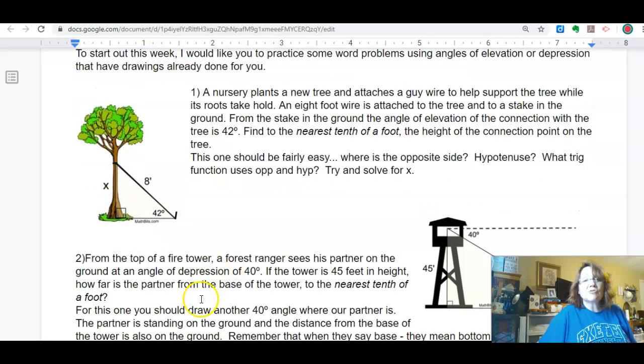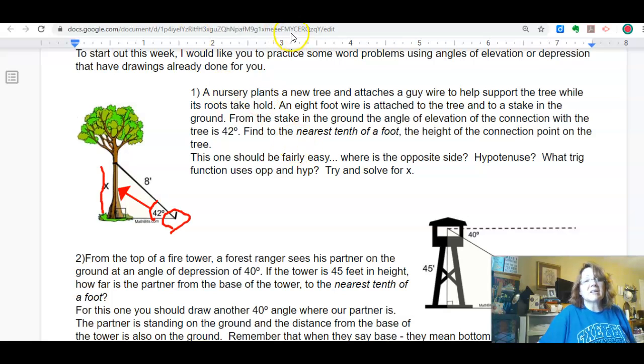So a nursery plants a new tree and attaches a wire to it for support. The wire is attached to the tree with the stake in the ground, which is right here. So there's your stake in the ground. And here's my tree. It wants to know the height of the connection point to the tree. So they already tell you that's going to be x, right? So then you have to think, all right, well, here's my angle. So if I had to draw an arrow, hey, look at that. I did an arrow that looked pretty good.